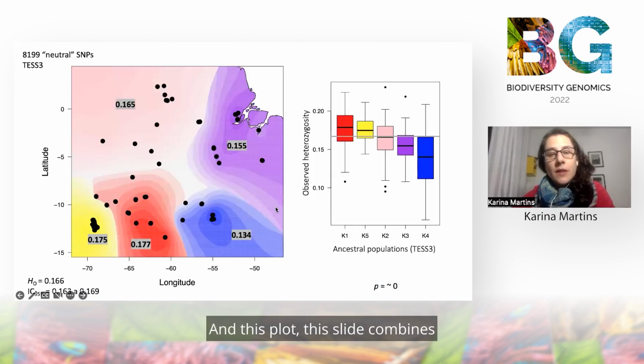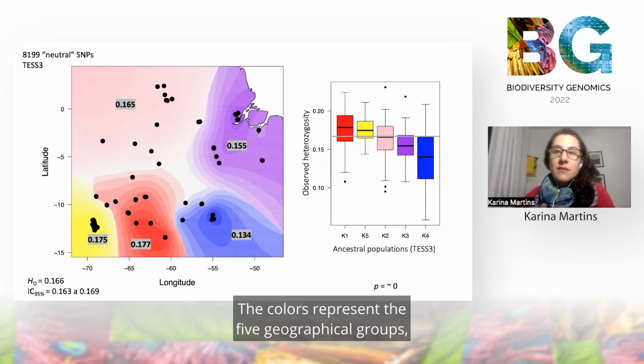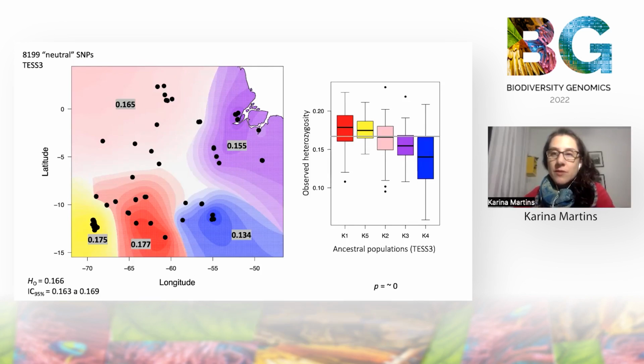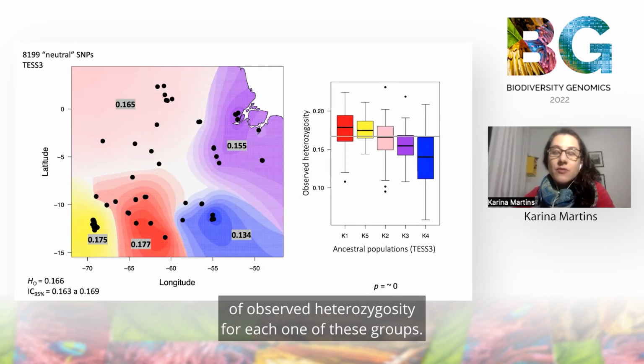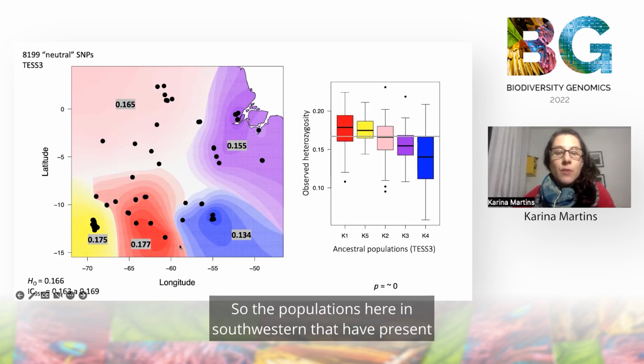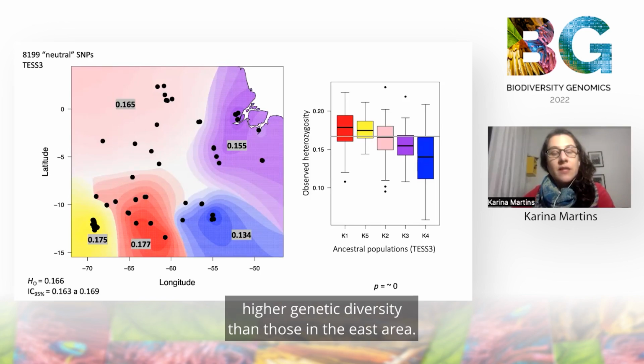And this slide combines the results of genetic structure and genetic diversity using these neutral SNPs. The colors represent the 5 genetic groups, and the numbers are average estimates of observed heterozygosity for each one of these groups. So the populations here in the Southwest, that represent the yellow and red groups, had on average higher genetic diversity than those in the East area.